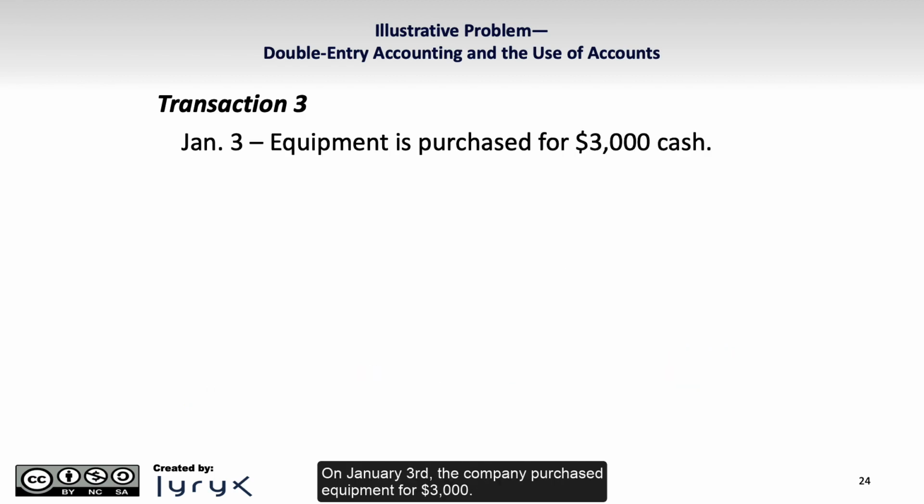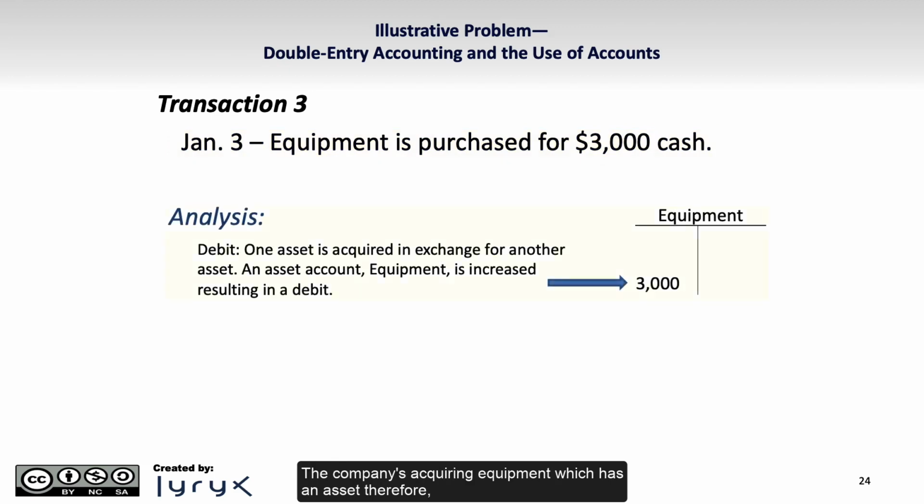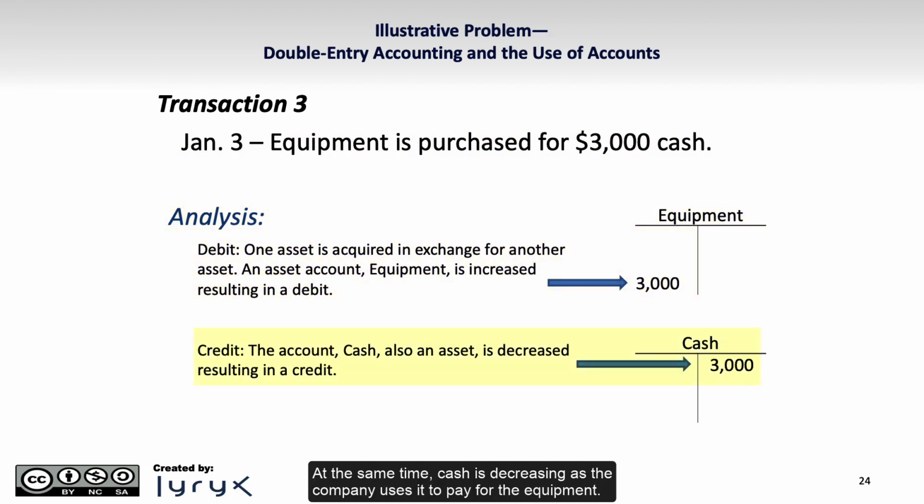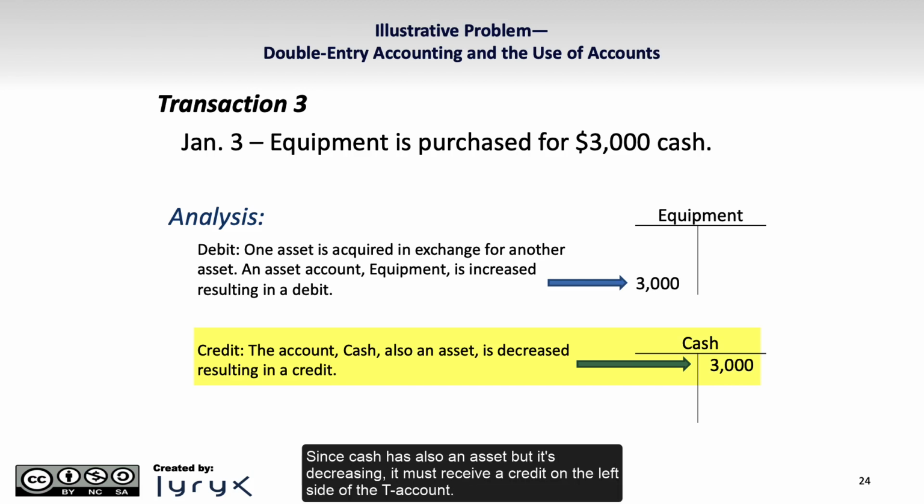On January 3rd, the company purchased equipment for $3,000. The company is acquiring equipment, which is an asset, therefore the equipment account must increase with a debit on the left side of the T. At the same time, cash is decreasing as the company uses it to pay for the equipment. Since cash is also an asset but it's decreasing, it must receive a credit on the right side of the T account.